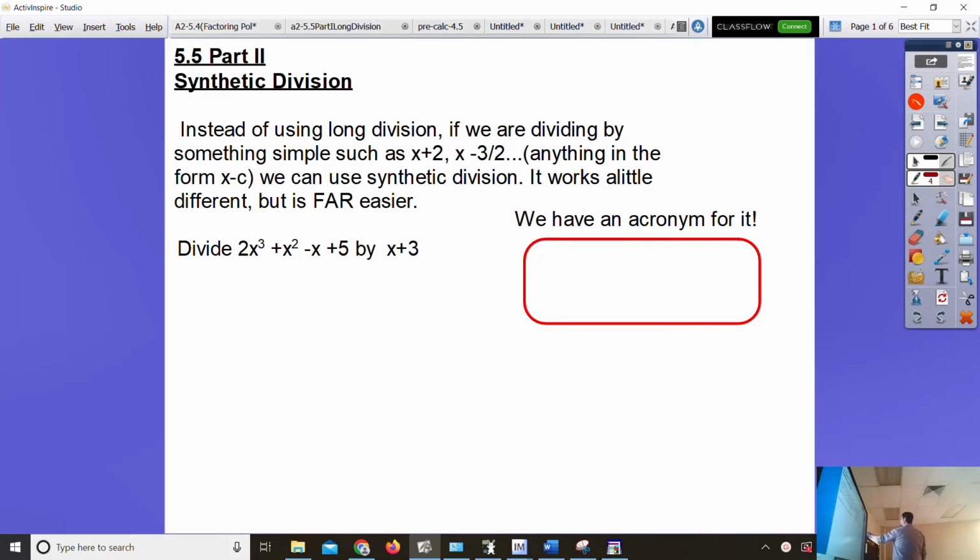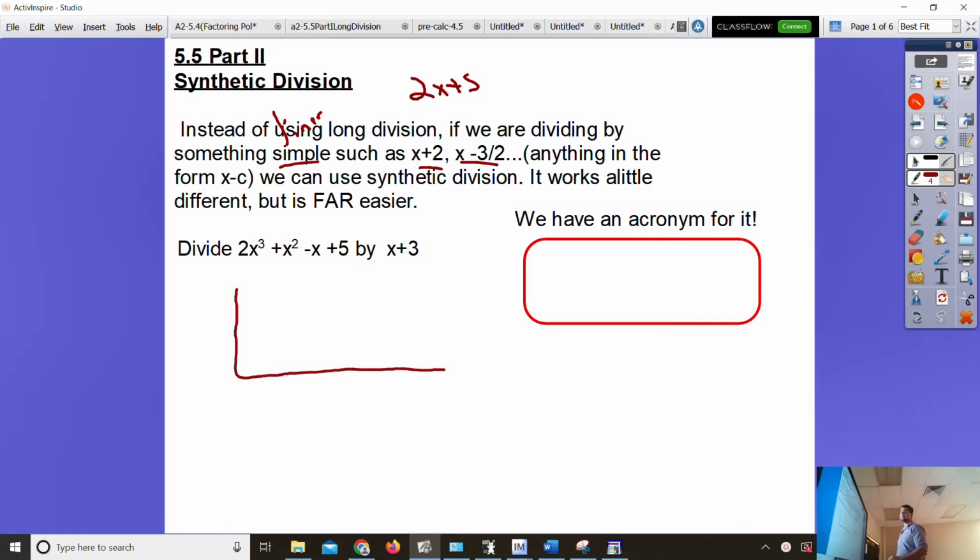So here is 5.5 part 2, which is synthetic division. It's useful when you're dividing by what we call simple or linear factors, such as x plus 2 or x minus 3 halves, or even something like 2x plus 5. Something linear. All right? We could use a form of synthetic division. And it's a little bit different.